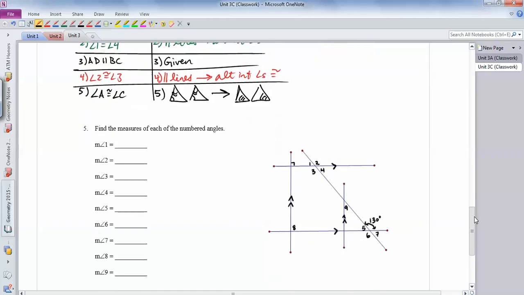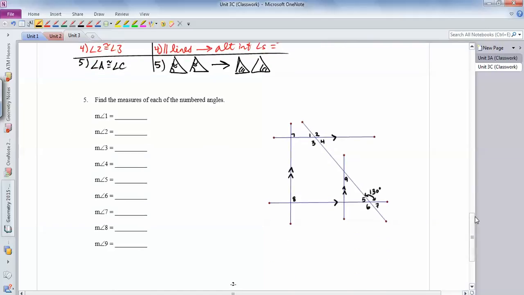All right. And then the last problem here, it's solving for these angles, and let's just work our way through this chunk. If this angle is 130, this has to be 130 because they're vertical angles. I know 5 and 130 add up to 180, so 5 will end up being 50 and 7 will end up being 50.